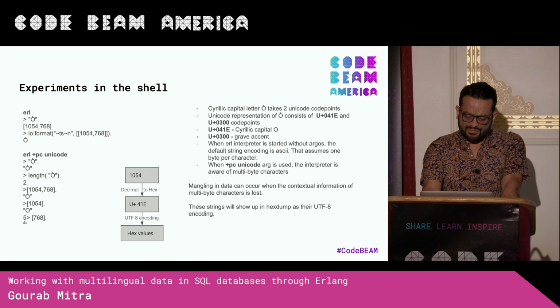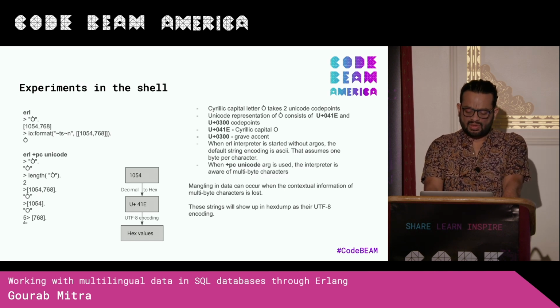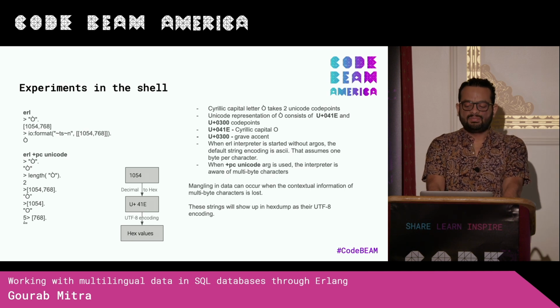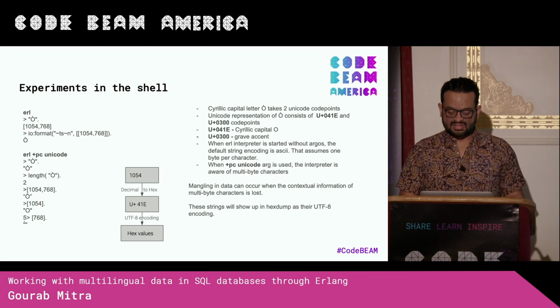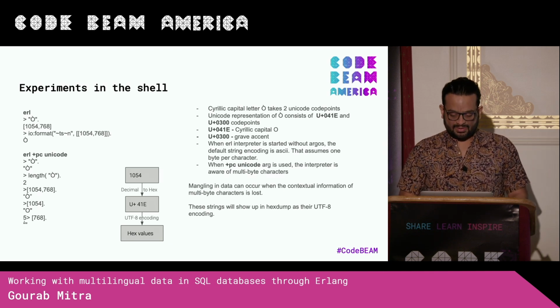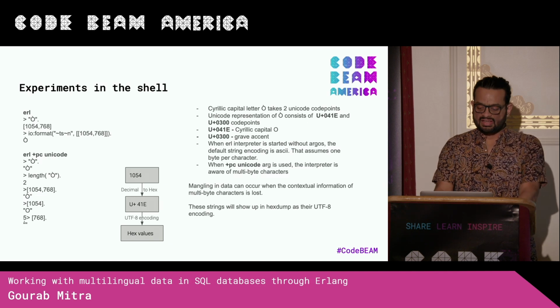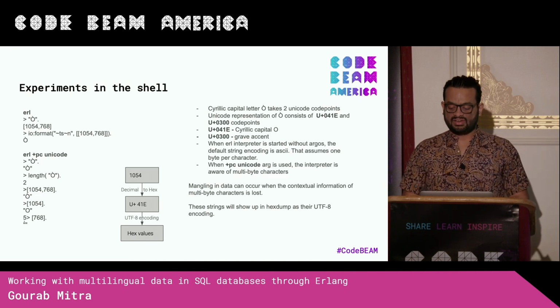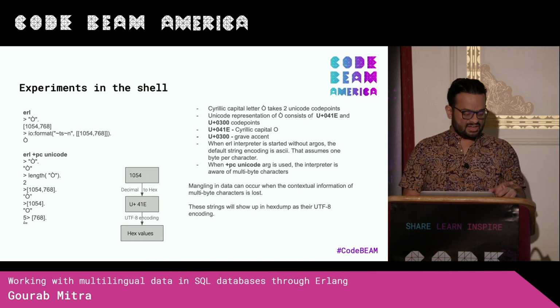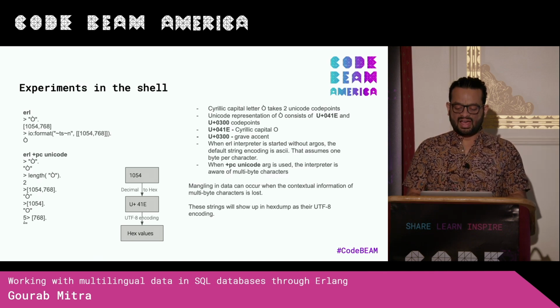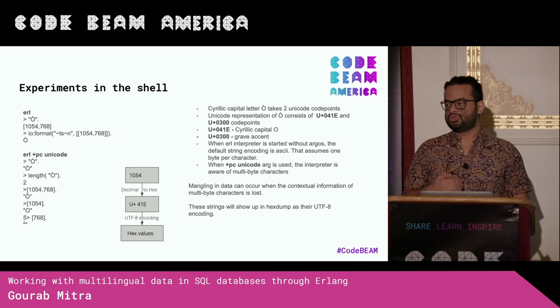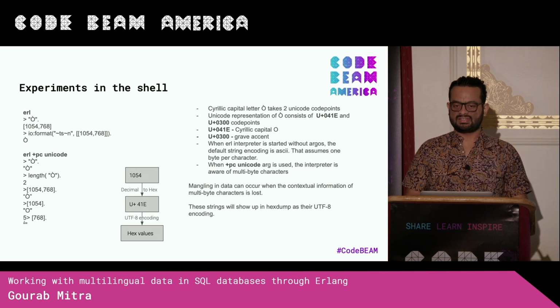There we go. And the Erlang shell is an excellent playground to test out these concepts. This is also probably the most dense slide in the whole deck. The character that we will talk about here is Cyrillic O with a grave accent. On the left side, you can see output from an Erlang shell. It is started as erl without any arguments. If you do this, the default character set is Latin-1.